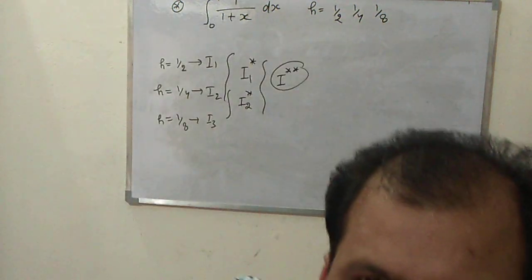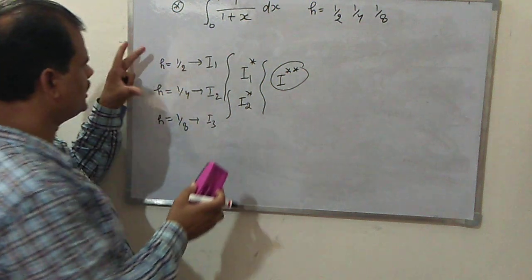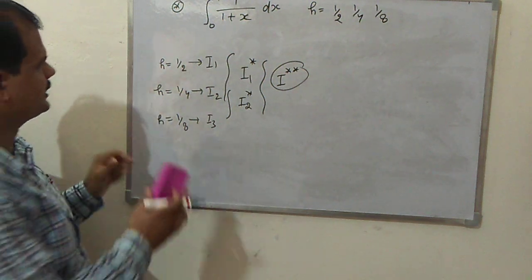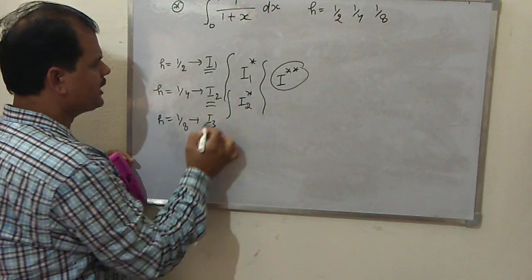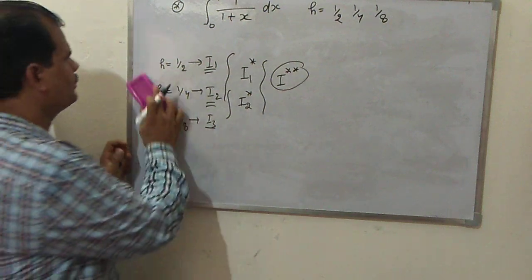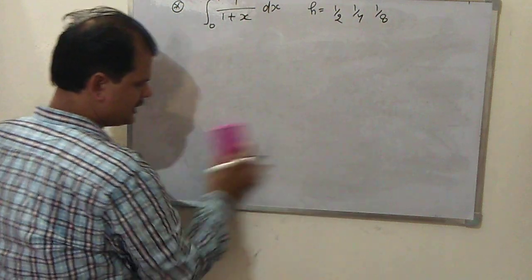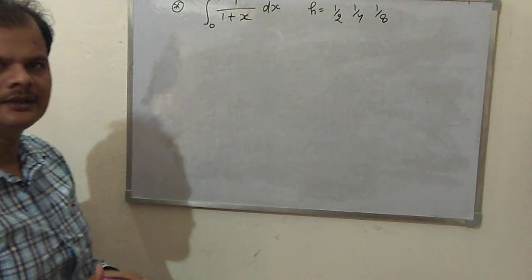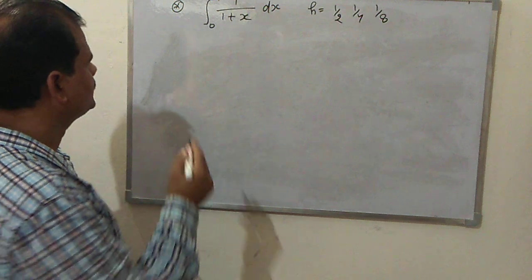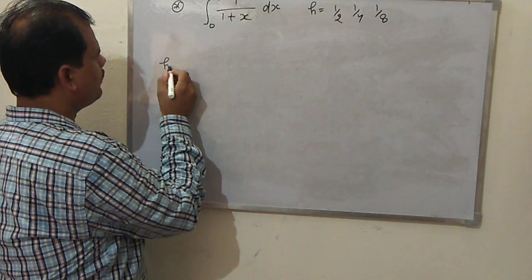So this is your table. Try to understand. I1, I2, I3 we are going to get from the trapezoidal rule. Please refer to my previous video on numerical integration where I have explained the trapezoidal rule. So h equal to 1 by 2.